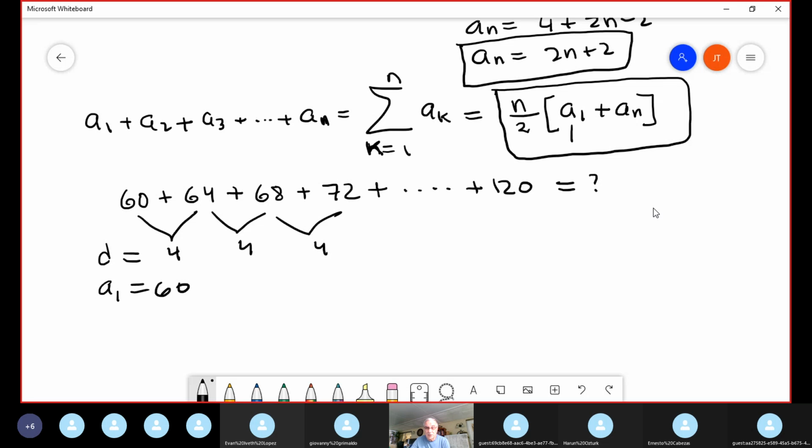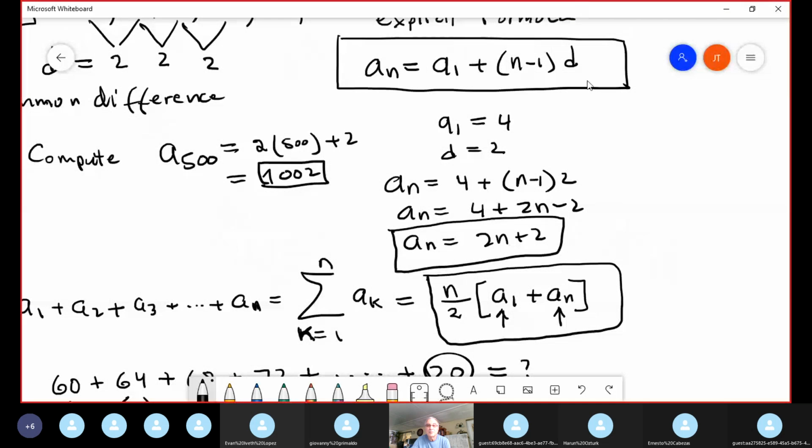So I go back to my formula. I have in my hand A1, I have in my hand A sub n, I suppose the last one, 120. The only information that I need is n. Well, I can expand: 1, 2, 3, 4, 5, 6, 7. No, this is stupid. Another more interesting way is using the A sub n explicit formula.